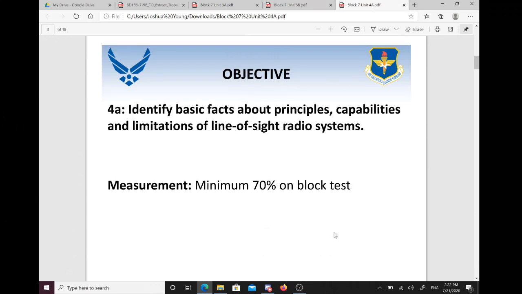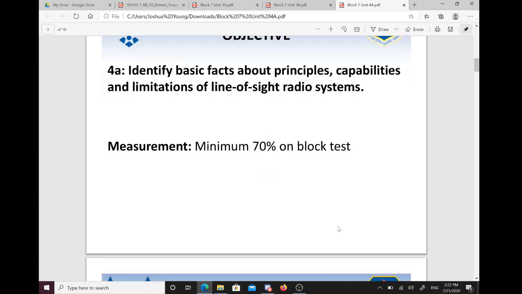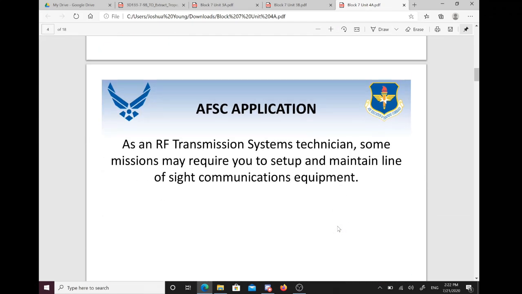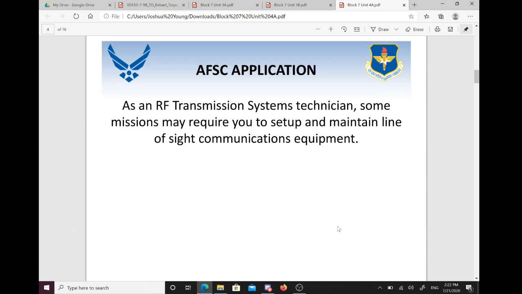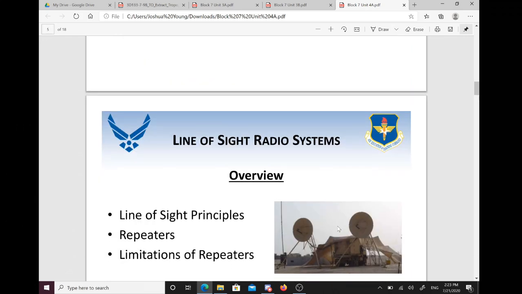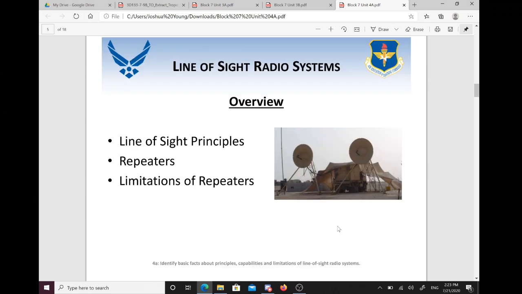This one's going to be relatively quick, simple, to the point. In Objective 4 Alpha, we will identify basic facts about principles, capabilities, and limitations of line-of-sight radio systems. And as an RF transmission systems technician, some missions may require you to set up and maintain line-of-sight communications equipment. As an overview, we will be talking about line-of-sight principles, a couple of different types of repeaters, and then lastly, the limitations of those repeaters.